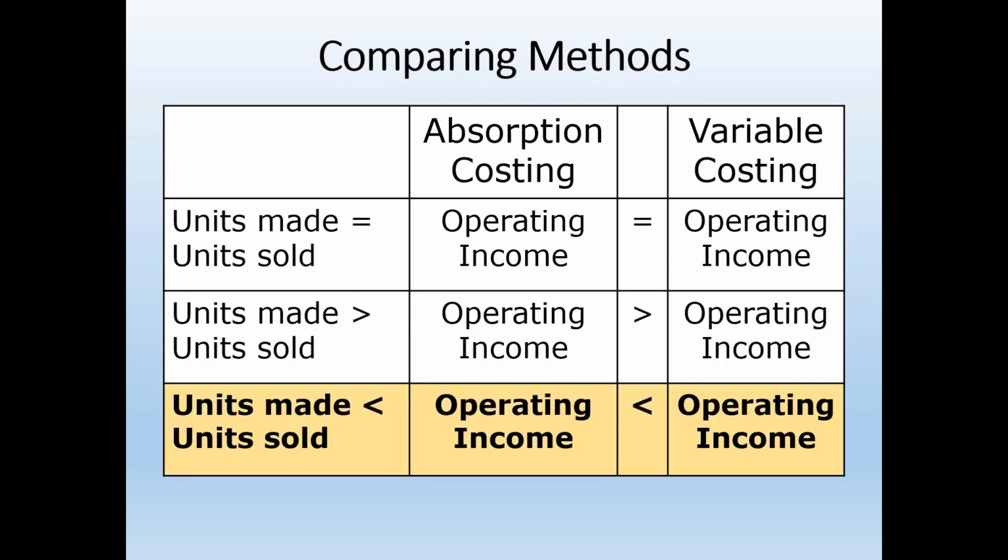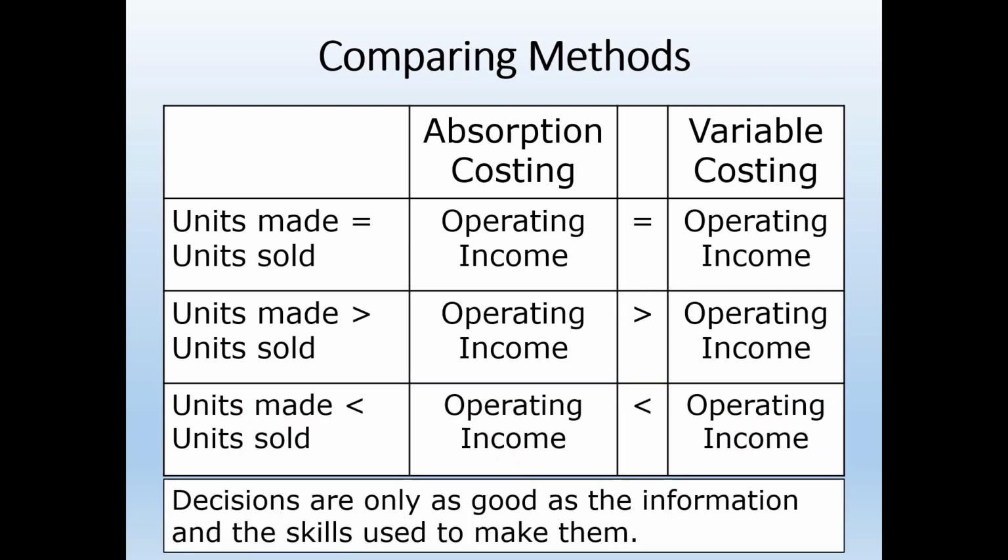By contrast, whenever the firm makes fewer units than it sells, then operating income will be smaller under absorption costing than under variable costing. This isn't just an accounting curiosity. The truth is that decisions are only as good as the information and the skills used to make them. GAAP requires absorption costing for external financial reporting.